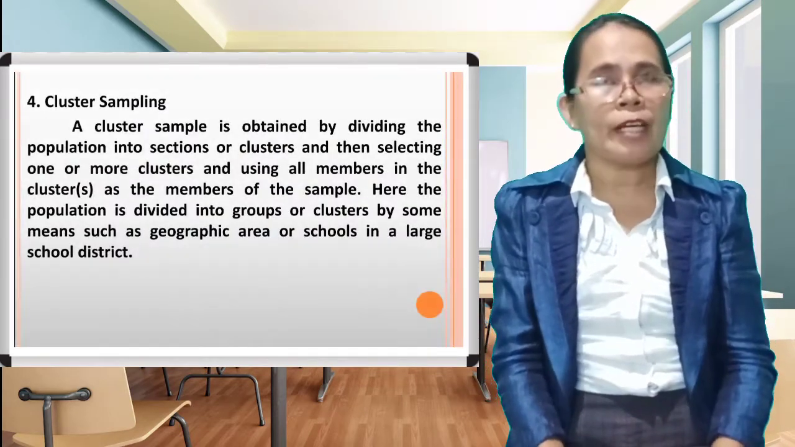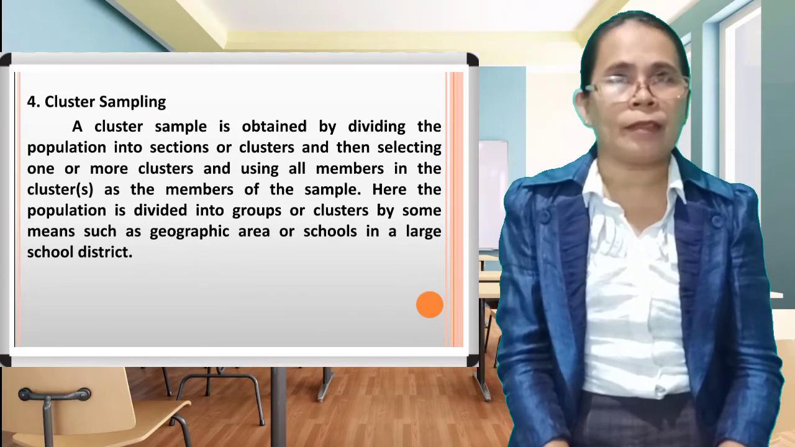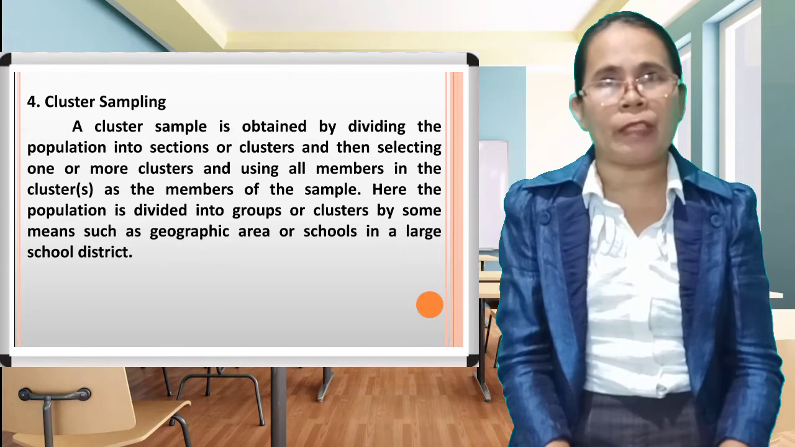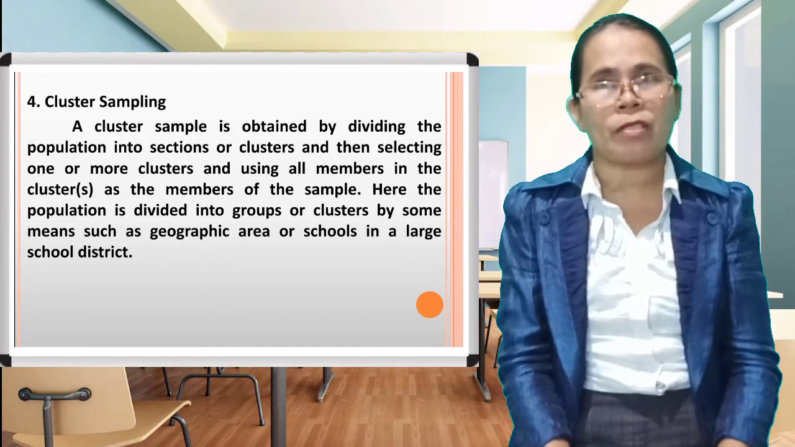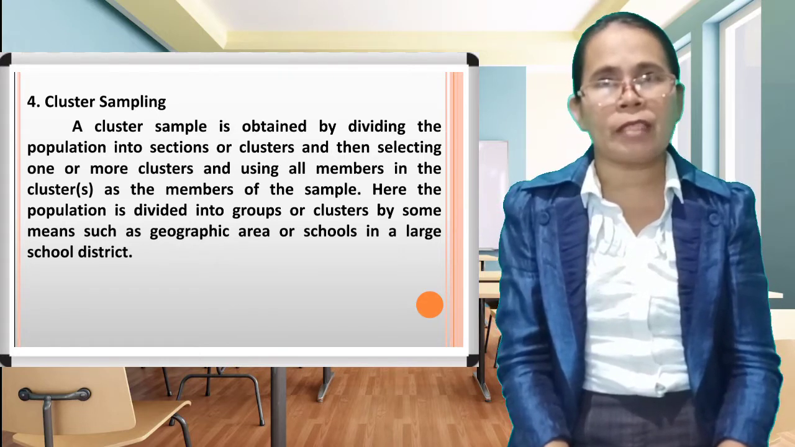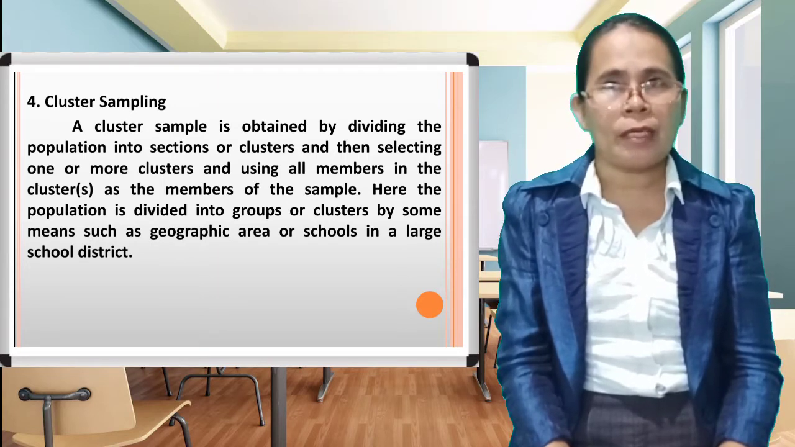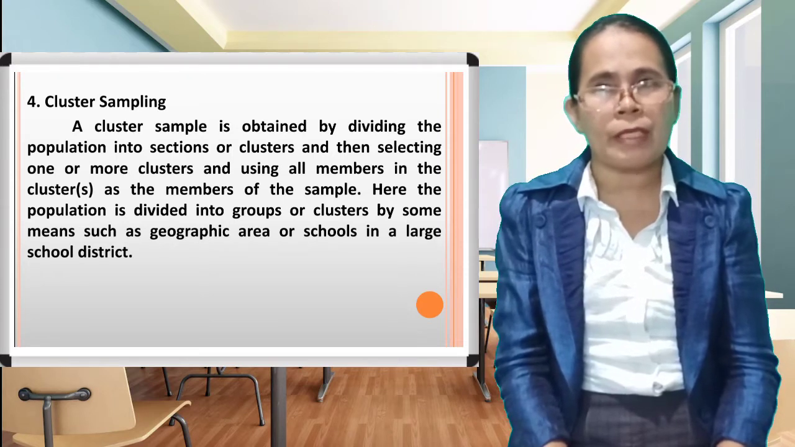Number 4 is what we call cluster sampling. A cluster sample is obtained by dividing the population into sections or clusters and then selecting one or more clusters and using all members in the clusters as the members of the sample. Here, the population is divided into groups or clusters by some means such as geographic area or schools in a large school district.